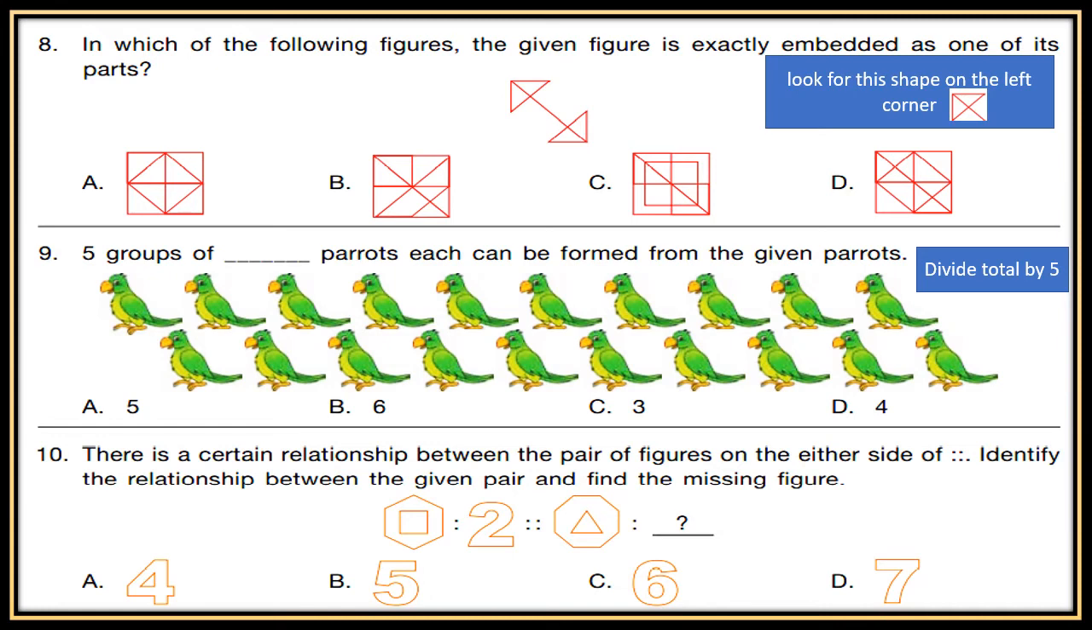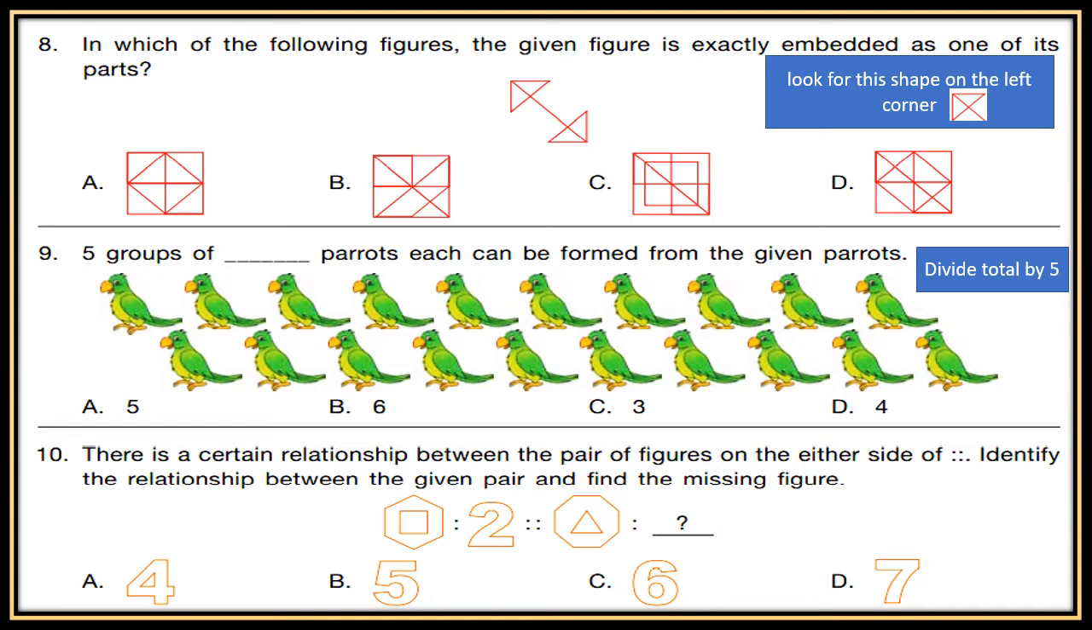Now question number 10th. There is a certain relationship between the pair of figures on either side of proportion. Identify the relationship between the given pair and find the missing figure. Now you see the relationship between the first two. In the first two, the relationship is like that.